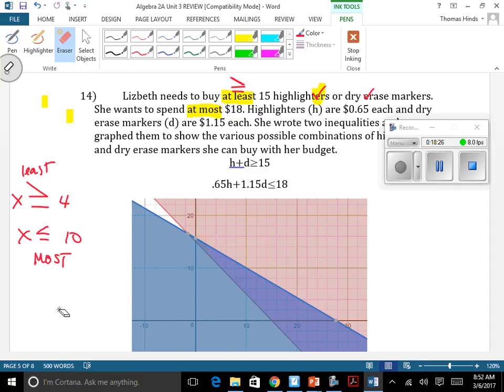So there we go. She wants to spend at most 18 bucks. Highlighters are 65. If it were me, with a pencil or a highlighter, I would connect that the highlighters are going to get that 65 connected to it. They're connected. And dry erase markers are at 115. I'm just connecting stuff. I'm like a detective.